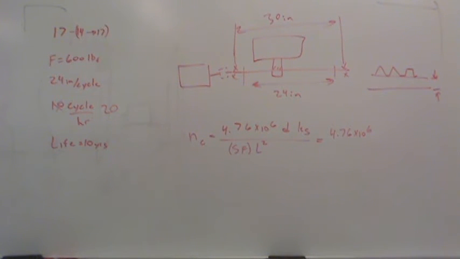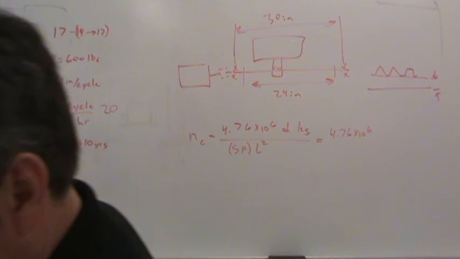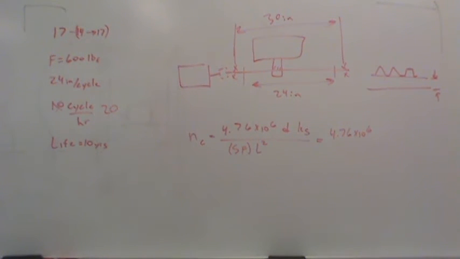Now, in our ball screw, we don't have the minor diameter. The nominal diameter is not equal to the minor diameter, and unfortunately we don't have it. So just for the sake of this problem, let's go back.